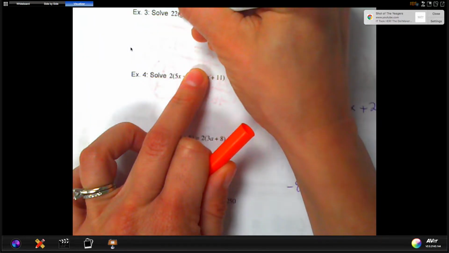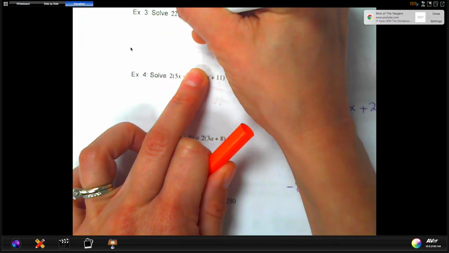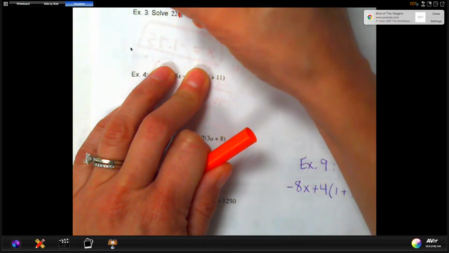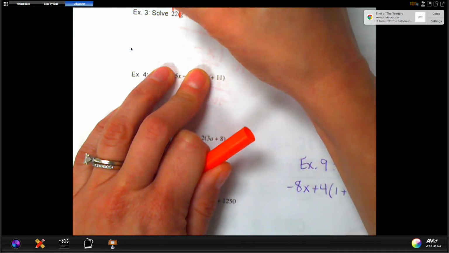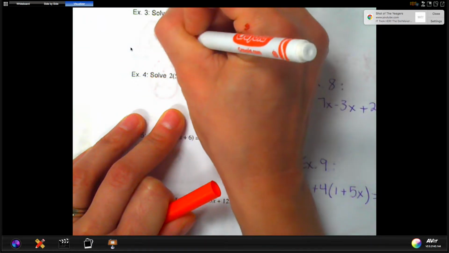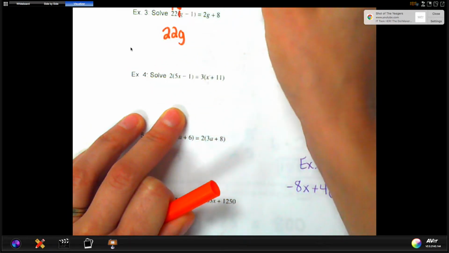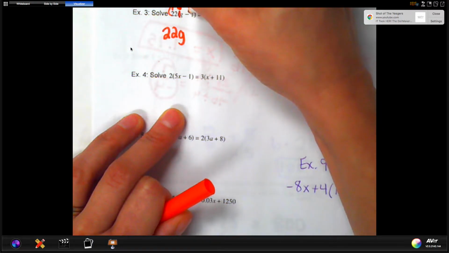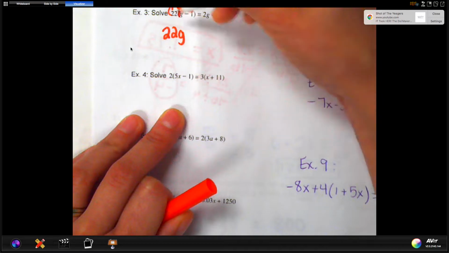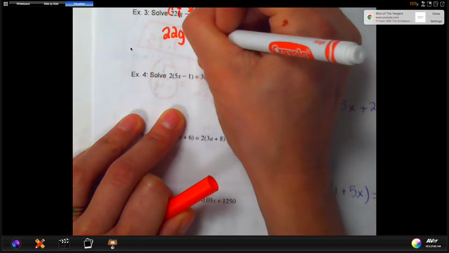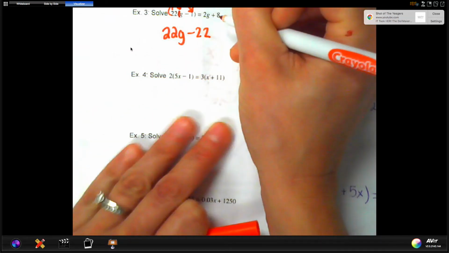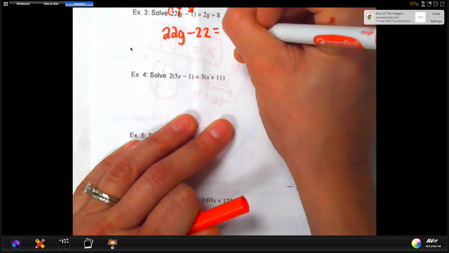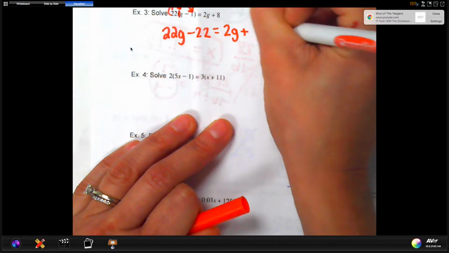So this is a 1g inside here. Sometimes it helps to put the 1 in. What we're going to do is multiply 22 times 1g, so that would be 22g. Then we distribute the 22 to the next term, which is really a negative 1. So 22 times negative 1 would be negative 22. On this side, we don't have any parentheses, so we drop down our equal sign, our 2g, and our plus 8.